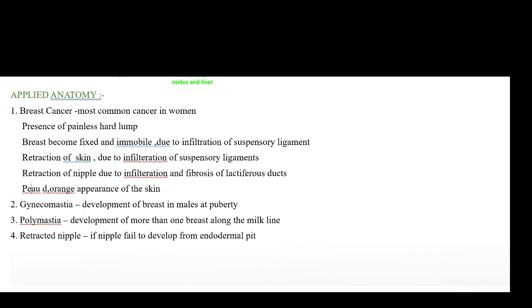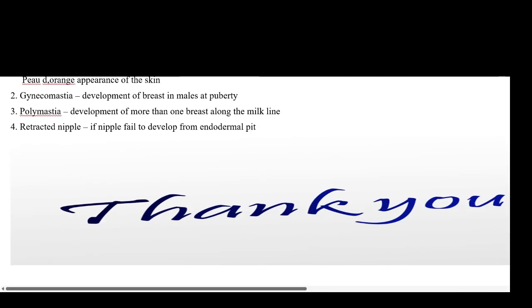Second applied anatomy is gynecomastia, which we have already studied: the development of breasts in males at the puberty stage. Polymastia means more than one breast develops along the milk line. Fourth type of applied anatomy is retracted nipple: the nipple fails to develop from the ectodermal pit. Then this is all about today's topic.